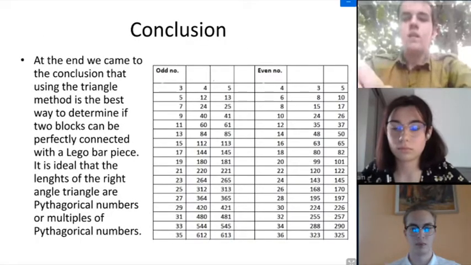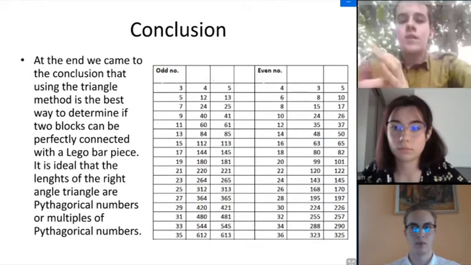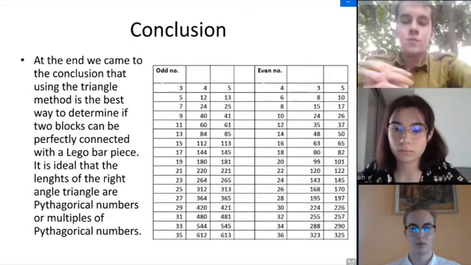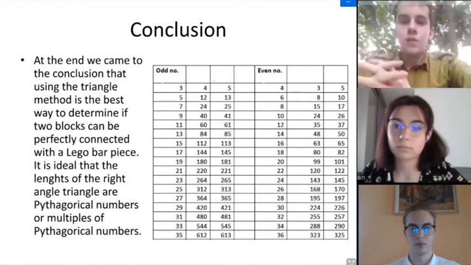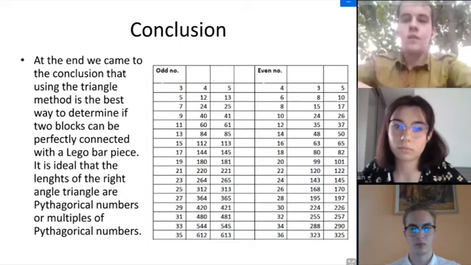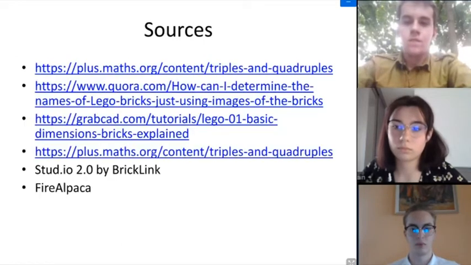And now to the conclusions. We found out that the easiest way to solve this problem is by using Pythagoras theorem, and that is because, as my colleague said previously, Lego plates have a determined dimension. Thus, a connection will be only realized if the length between the two Lego pieces is at least of 5 units. In an ideal case, the length will have to always be a Pythagorean number because, as we said, plates have a determined number of studs. It can also be a multiple of a Pythagorean number.